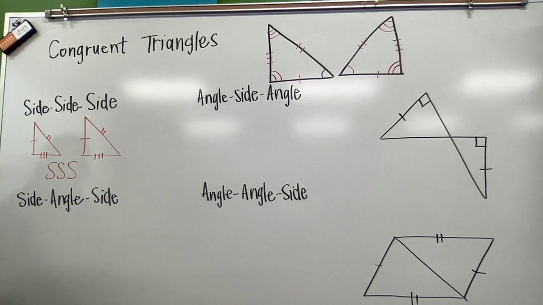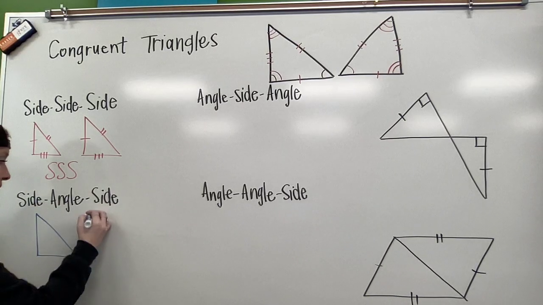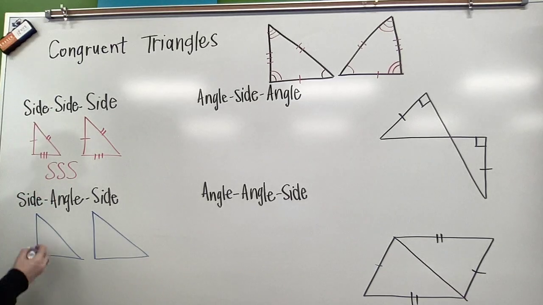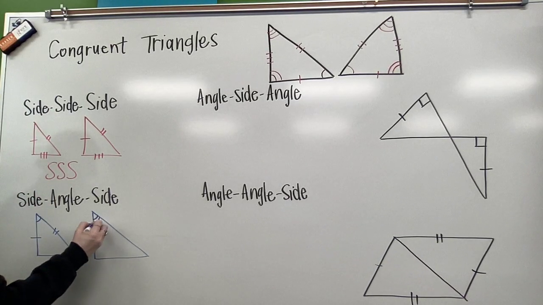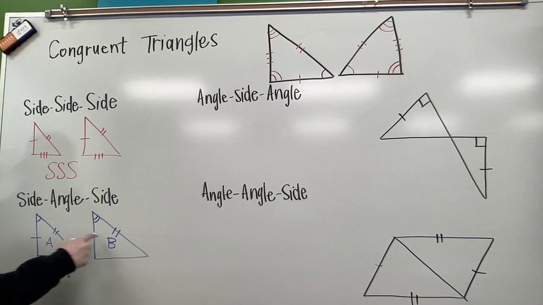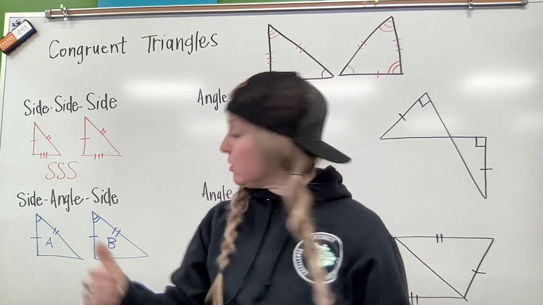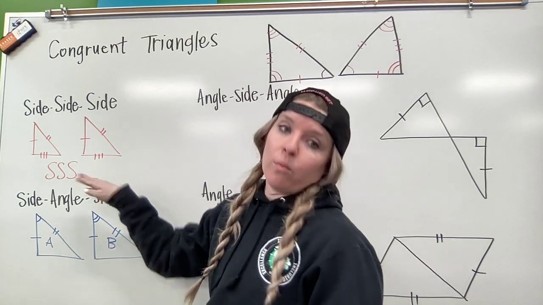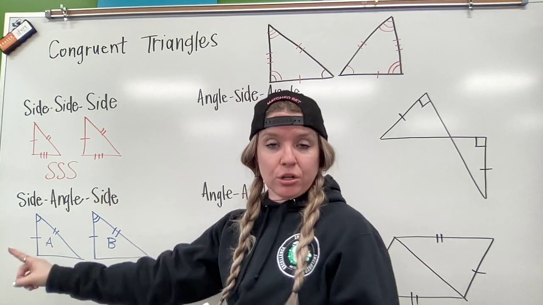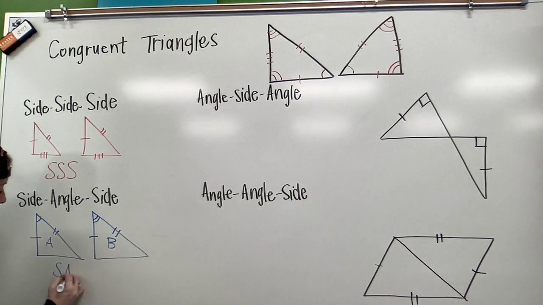We also have side, angle, side. And these are in consecutive order. So I would say side, angle, side. Side, angle, side. If I know this about triangle A and this about triangle B, those triangles are congruent. There's no other way to build triangle B if I were to have these congruency statements. Okay? So this is side, angle, side.